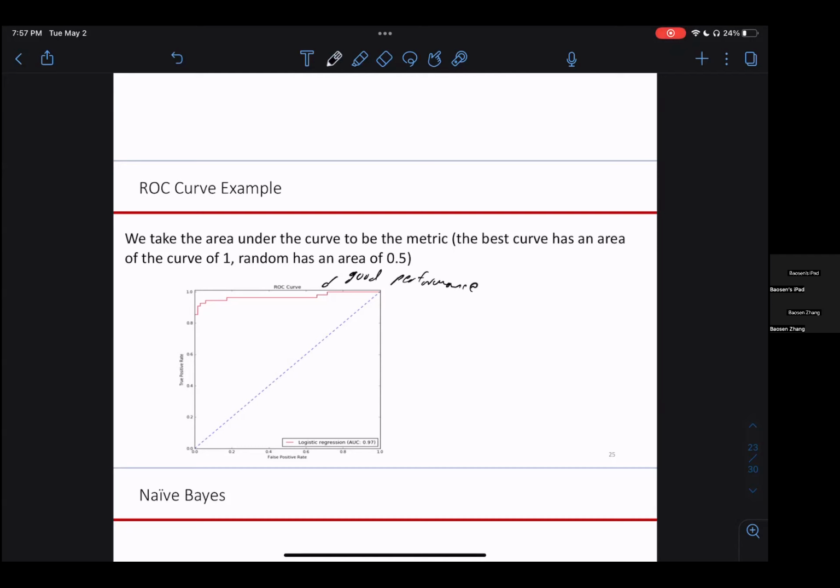The way you measure how much better is by looking at the area under the curve. What you want is a large area under this red curve. The larger the area under the curve, the better it is, because the largest area you can get is 1. If you have a perfect classifier, the area under this is 1. So for a good classifier, the area under the curve should be close to 1. We're not going to do too much of this calculation, but this is another popular way of showing how good your classifier is.